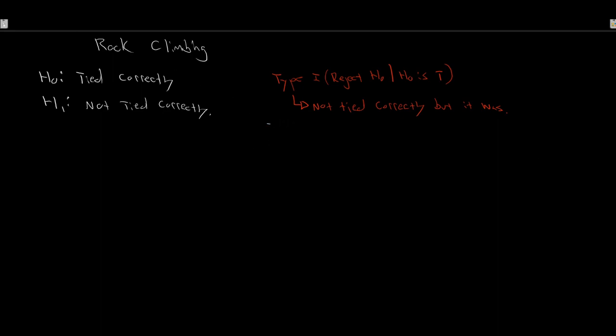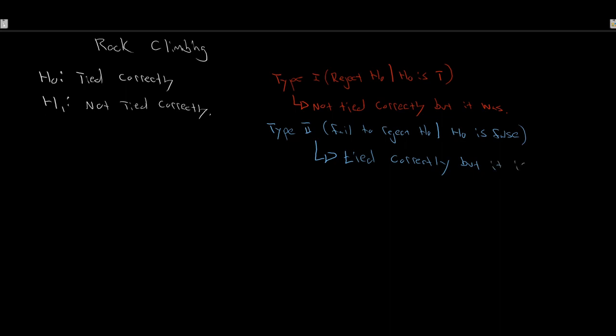Versus our type 2 error. What's going on with our type 2 error? This is that we fail to reject the null, given that the null is actually false. So, okay, we fail to reject the null. That is, we take a look at it, we're not rejecting the null, so we're saying tied correctly, but it is not. That is, we falsely make the claim that this knot is tied correctly.